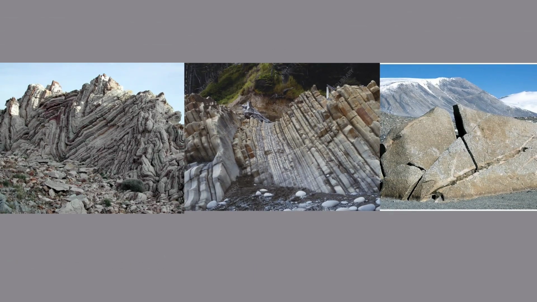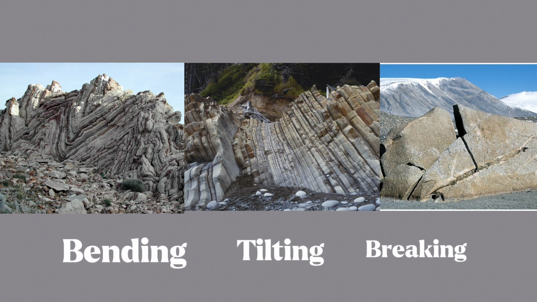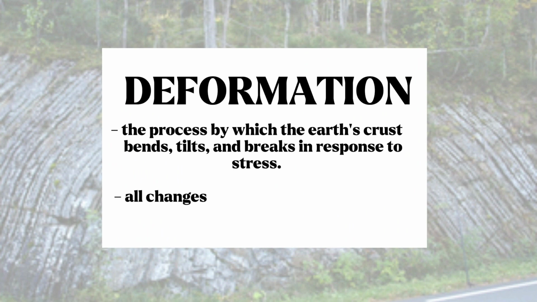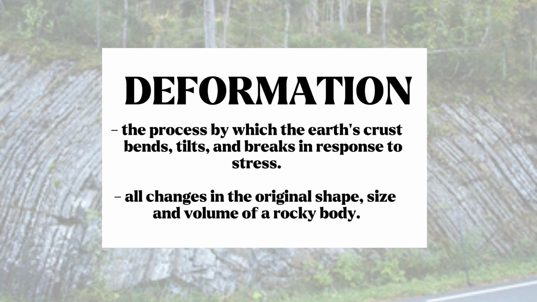Now, let's take a look at these pictures. What do you think is going on with the rocks in these pictures? Is it bending, tilting, or breaking? If your answers are similar to mine, then you are correct. These images are examples of what we call deformation. Deformation is the process by which the Earth's crust bends, tilts, and breaks in response to stress.